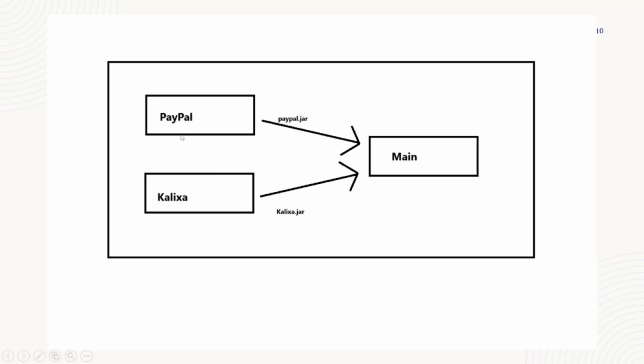PayPal is the most widely used payment gateway, offering secure and convenient online payments, while Calixta is another payment gateway that provides similar transaction services but may have its own unique features or compliance standards. As we can see, each provider has its own dedicated module or jar file. For PayPal, it is paypal.jar. For Calixta, calixta.jar.